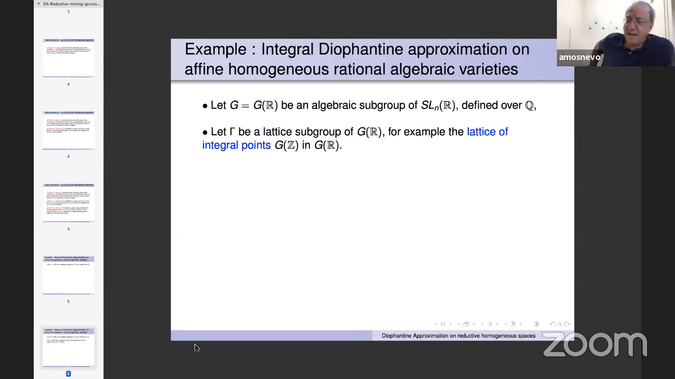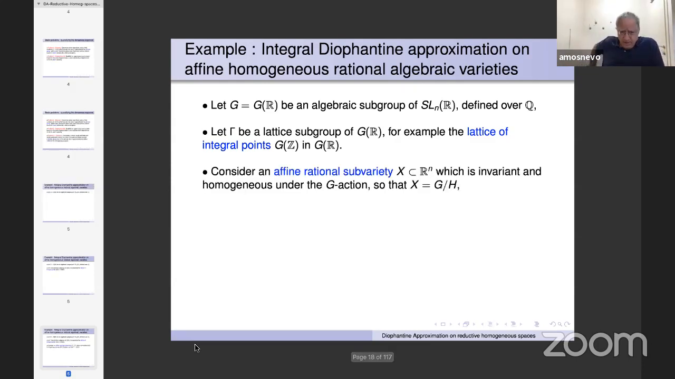Gamma is a lattice subgroup of G(R), for example, the lattice of integral points G(Z) in G(R), but that's not absolutely crucial for our purposes. But let's continue with that. And we consider the affine rational subvariety X in R^n, which is invariant and homogeneous under the G action. And so this variety is necessarily a homogeneous space, X equals G mod H. And we assume all the assumptions that we had before.